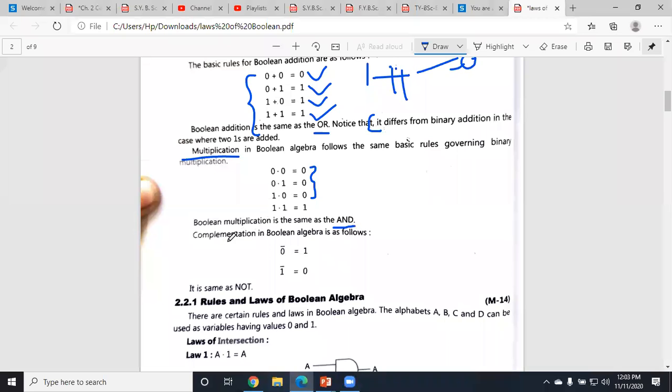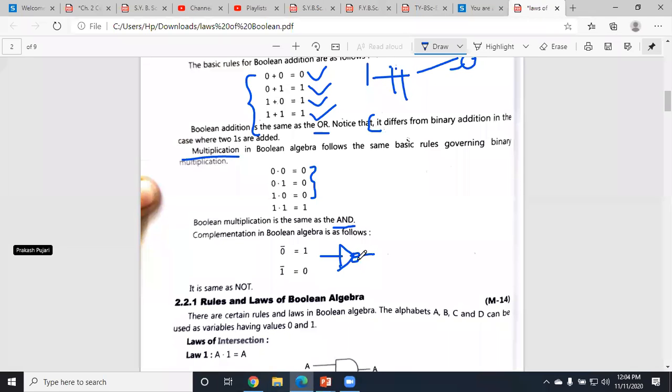Next is complementation in Boolean algebra. I told you this earlier. If there is a 0, the complement of this is your 1. If it is 1, the complement of 1 is always 0. Which gate is used for complement? NOT. What is the symbol of the NOT gate? There is a bubble.